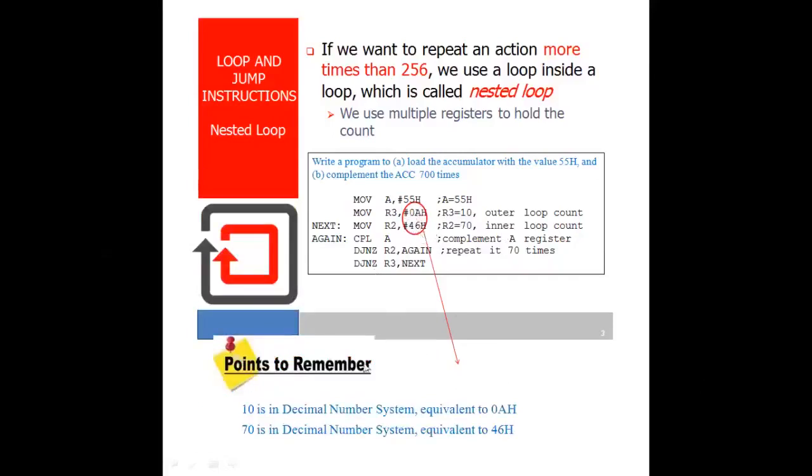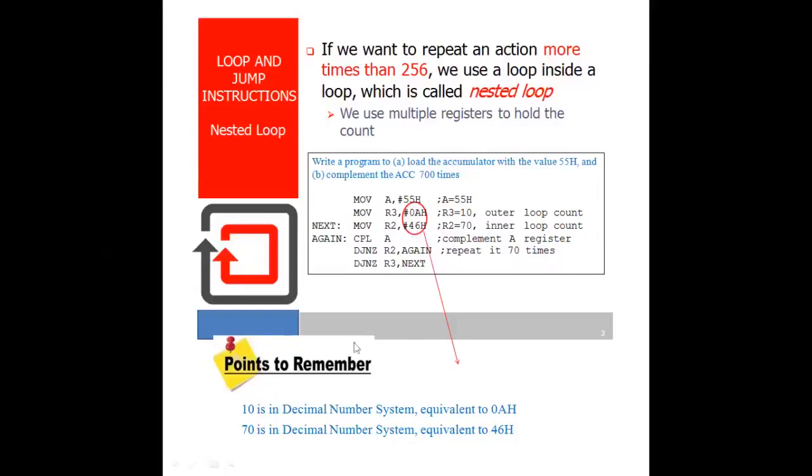Okay, 46 hex, that's the decimal equivalent to 70, because I have to generate the 700 times complement of the accumulator. So R3 is loaded with the value 0A hex, and the inner loop count is considered as R2, meaning R2 is the inner counter. It will be loaded with the value 46 hex. It is nothing but 70 we are loading inside the register R2, which will be treated as the loop count for the inner loop.